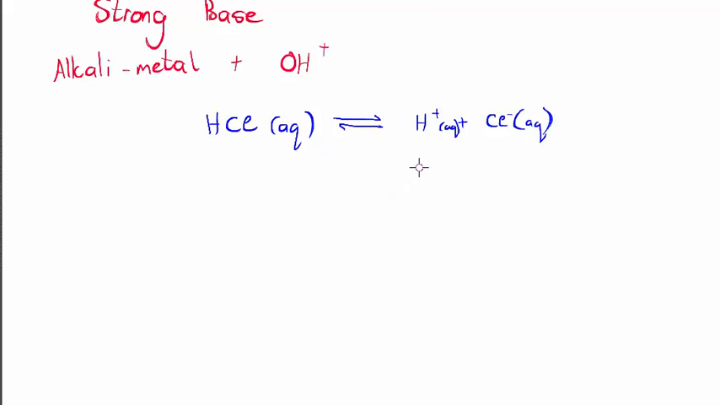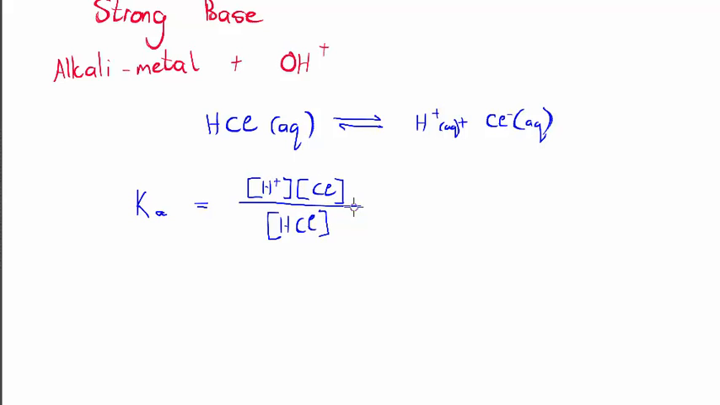Now, because it's a reversible reaction, there is an equilibrium, and there's an equilibrium constant. So the equilibrium constant, since this is an acid, instead of calling it the Kc value, we'll call it the Ka value. So the Ka value is the acid equilibrium constant, and we take the concentration of H plus times the concentration of chlorine divided by the concentration of hydrochloric acid.